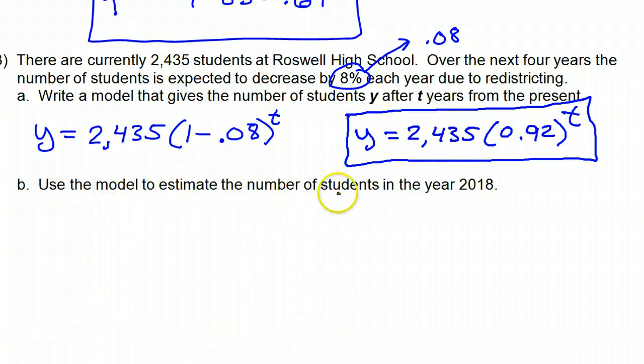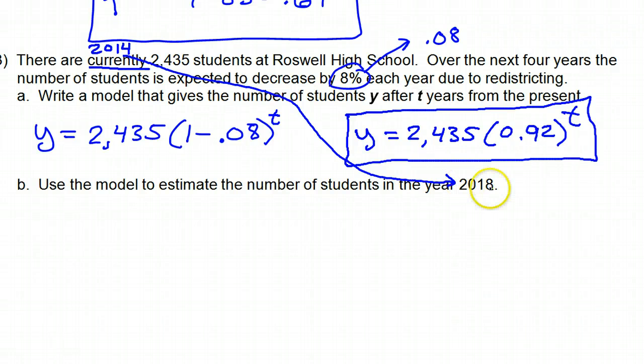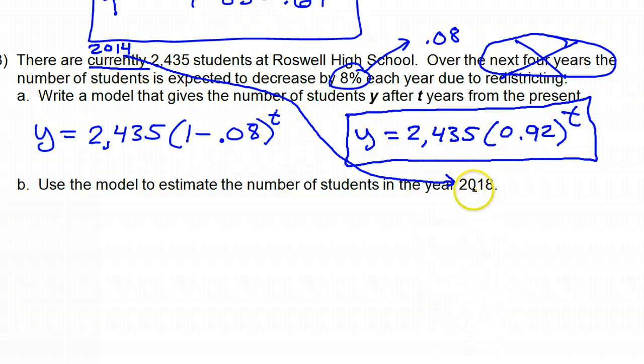Now, use the model to estimate the number of students in the year 2018. So it says currently. Currently means the year 2014. So we're talking about 2014 to 2018. Obviously that's 4 years. The fact that this says next 4 years, that's irrelevant. They're just letting us know how long this pattern took place. If this said 10 years, I would still be using 4 because 2014 to 2018 is 4 years.